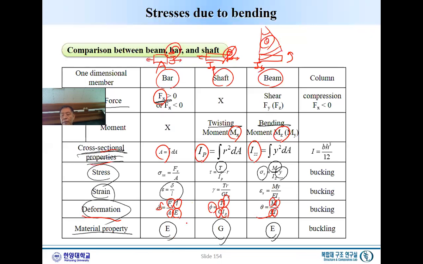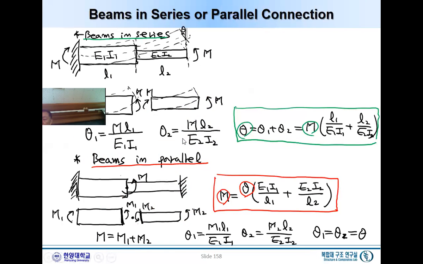You can see that you have exactly the same stress. This is force divided by A, and for the shaft, we have torque divided by IP times R. And bending, we have a moment, IP, and Y instead of R. As you can see, all three structures have pretty much the same similarity, so you can understand them all together. Okay, so that is the first part of this.